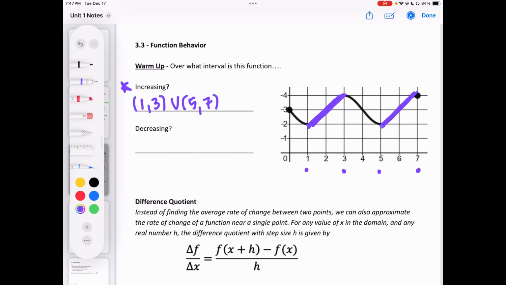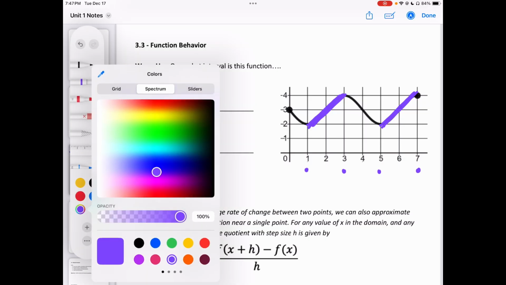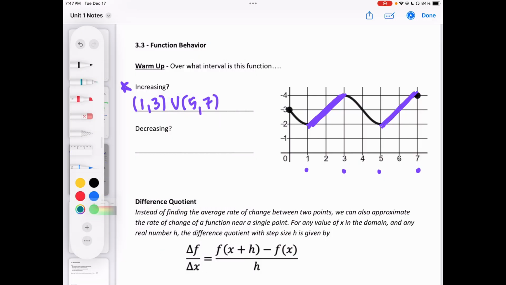The reason we don't want any brackets is because at the top and the bottom of each of these peaks or valleys, we have turning points. Okay, so we're not able to necessarily quote unquote include those turning points. And so we're just going to show it using parentheses. So from here to here and here to here.